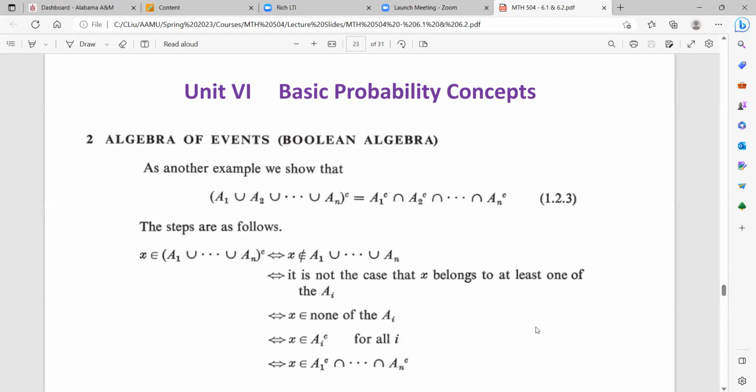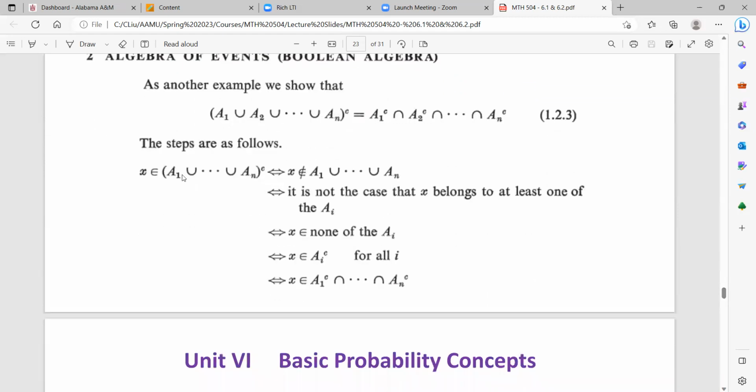Any questions about this example? So this is basically using the definitions of the sets and the complements and some logic. So then we showed the complement of a union of n sets is the intersection of those complements.